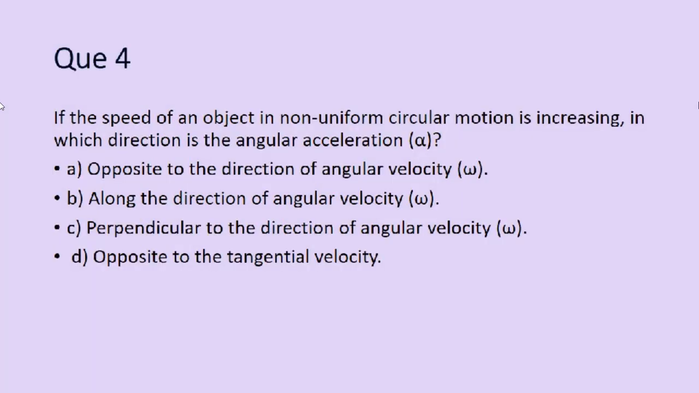Question number 4. If the speed of an object in non-uniform circular motion is increasing, in which direction is the angular acceleration alpha? Option A, opposite to the direction of angular velocity omega. Option B, along the direction of angular velocity omega. Option C, perpendicular to the direction of angular velocity omega. Or option D, opposite to the tangential velocity.